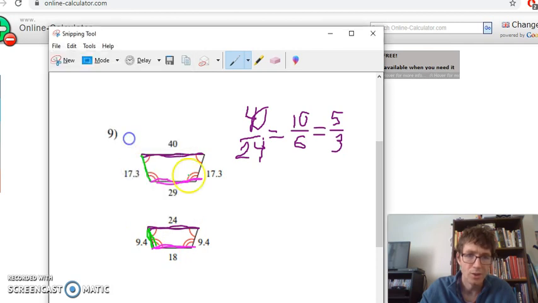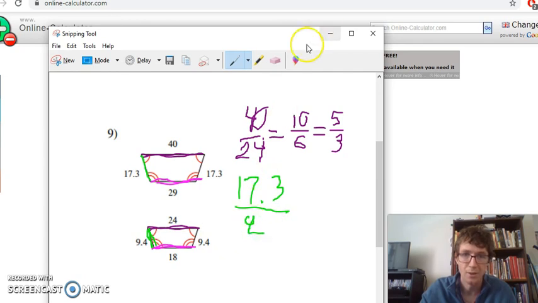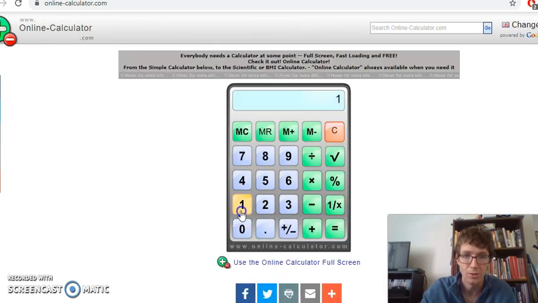So does 17.3 over 9.4 give you the same thing? Does that give you 5/3? This is a decimal and I can't do that in my head, so let's go over here and check. 17.3 divided by 9.4.